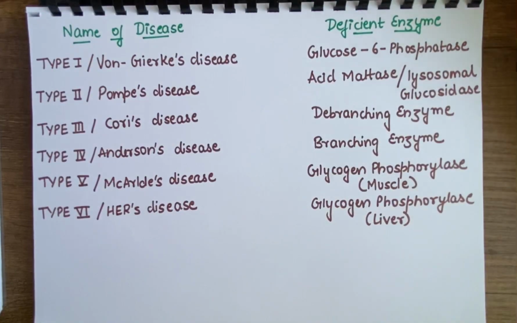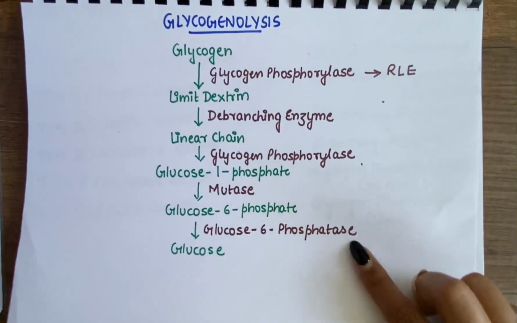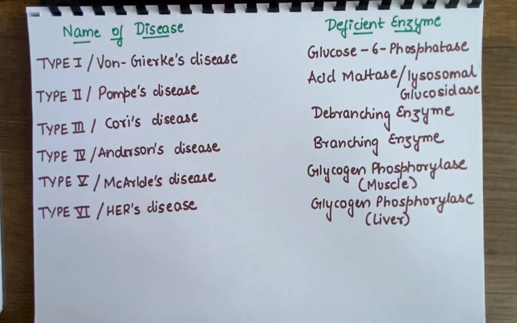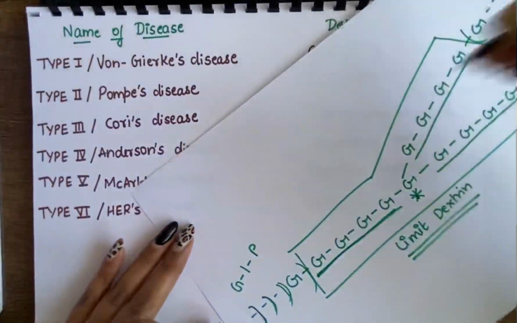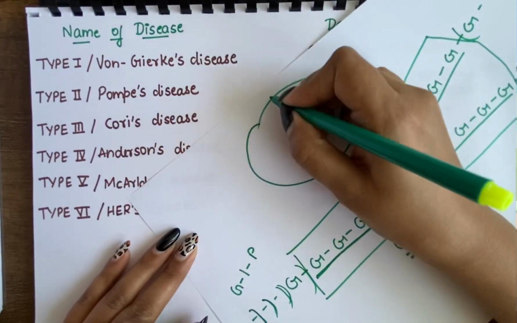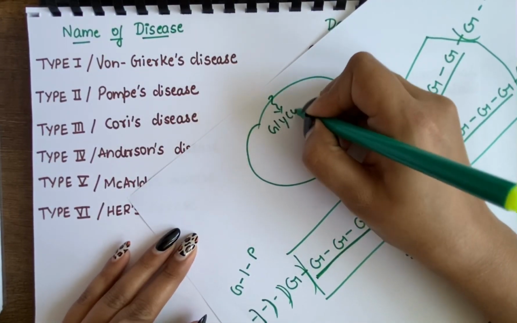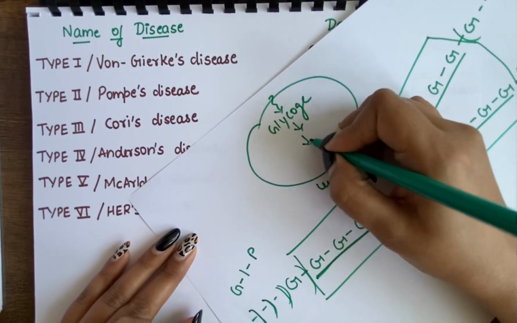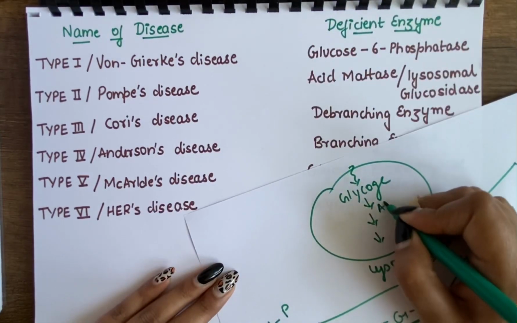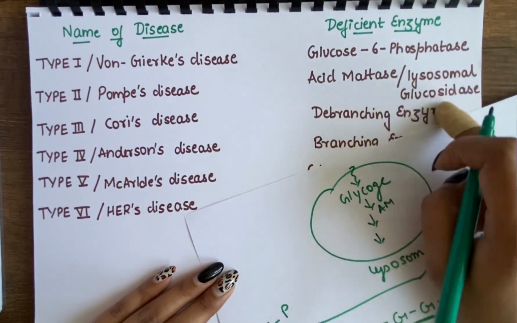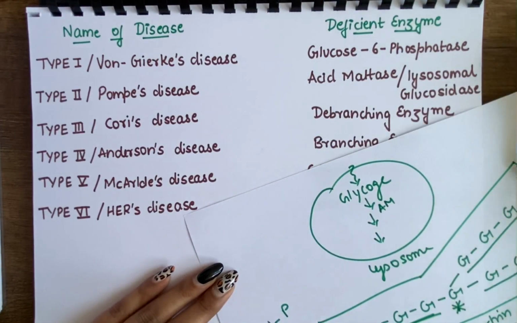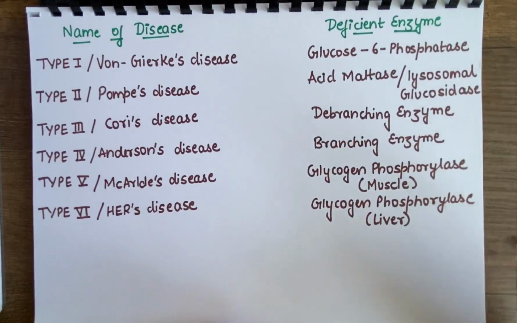So type 1 is von Gierke's disease, which is caused by deficiency of glucose 6-phosphatase, which was required to convert glucose 6-phosphate into glucose. Type 2 is Pompe's disease. Let me tell you this. While going through glycogenolysis, some of the glycogen will enter lysosome and it will undergo certain reactions in presence of acid maltase, which is also known as lysosomal glucosidase. So deficiency of acid maltase or lysosomal glucosidase will cause Pompe's disease, which is type 2.